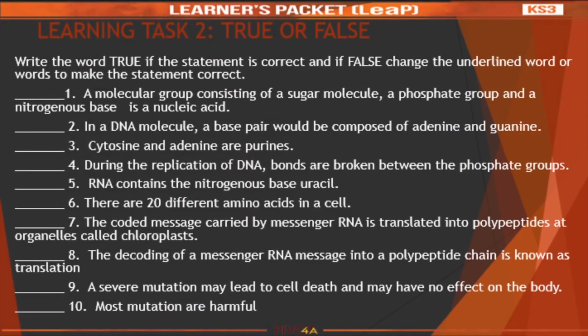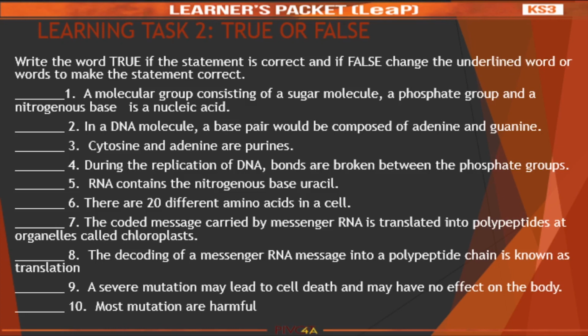Then, in our learning task number 2, true or false. Write the word true if the statement is correct, and if false, change the underlined word or words to make the statement correct. Number 1, a molecular group consisting of a sugar molecule, a phosphate group, and a nitrogenous base is a nucleic acid. Number 2, in a DNA molecule, a base pair would be composed of adenine and guanine. Number 3, cytosine and adenine are purines. Number 4, during the replication of DNA, bonds are broken between the phosphate groups. Number 5, RNA contains the nitrogenous base uracil.